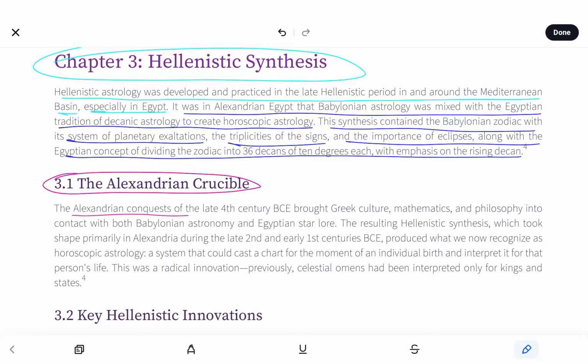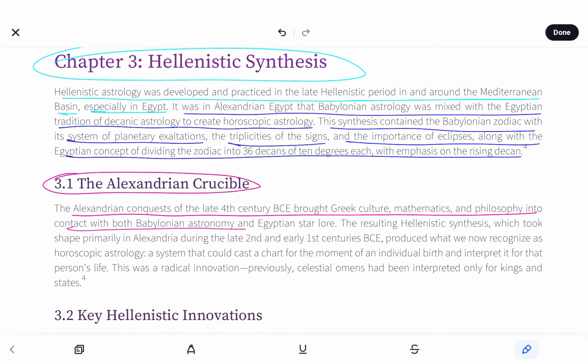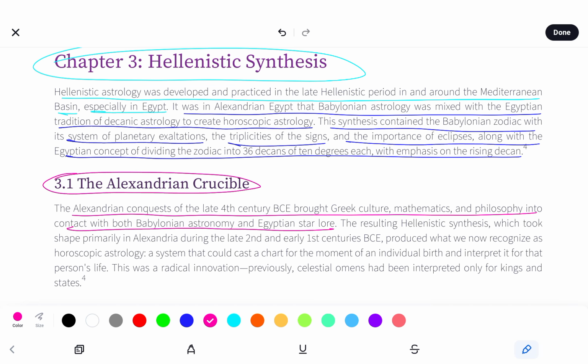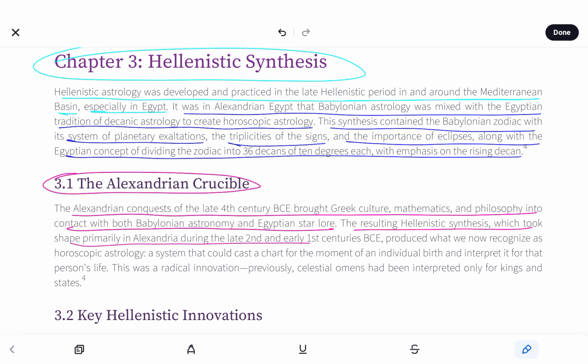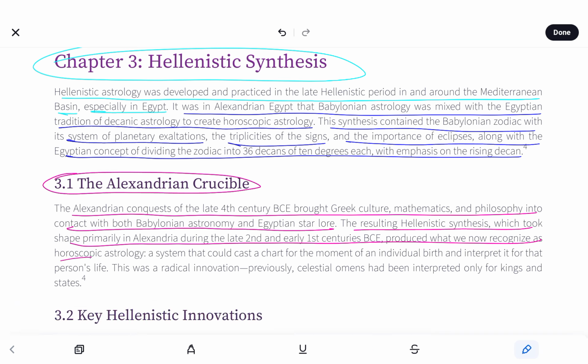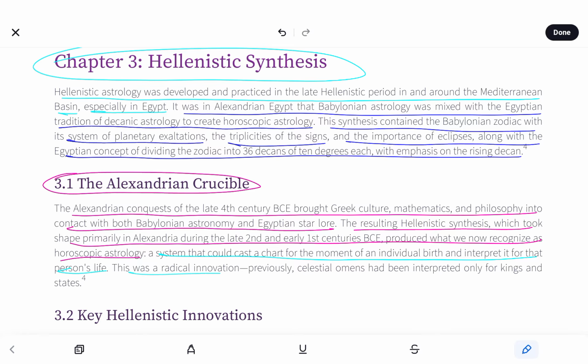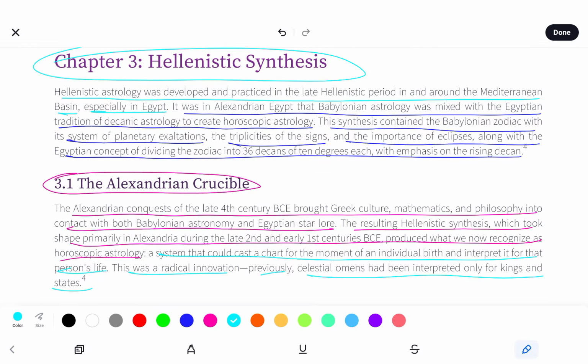The Alexandrian conquests of the late 4th century BCE brought Greek culture, mathematics, and philosophy into contact with both Babylonian astronomy and Egyptian star lore. The resulting Hellenistic synthesis, which took shape primarily in Alexandria during the late 2nd and early 1st centuries BCE, produced what we now recognize as horoscopic astrology, a system that could cast a chart for the moment of an individual's birth and interpret it for that person's life. That was a radical innovation. Previously, celestial omens had been interpreted only for kings and states.